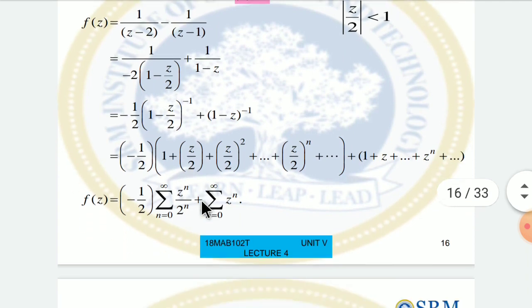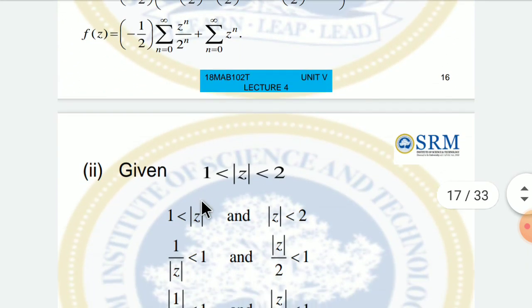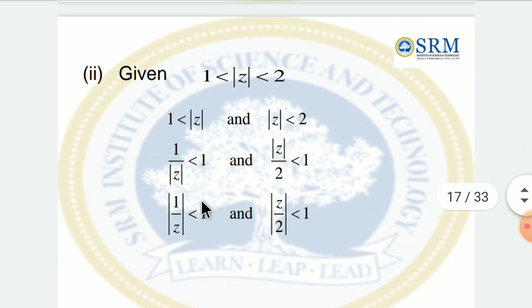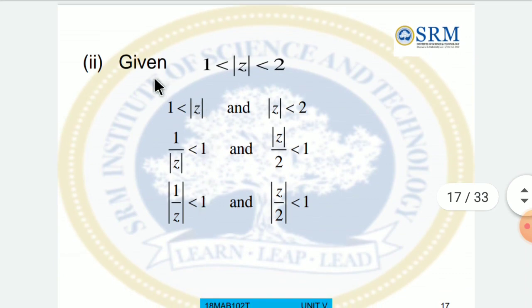Probably it may give both a regular and a principal part, because the second region is 1 less than mod z less than 2. That means it is outside the unit circle with the center 0 and inside the bigger circle with the radius 2. Let us divide this into two parts. 1 less than mod z. By that way, divide by z, we get 1 by z less than 1.